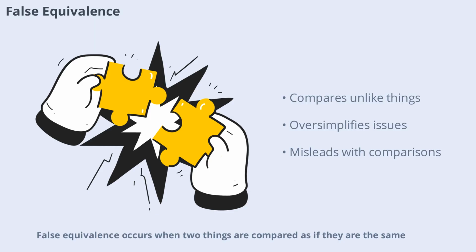False equivalence occurs when two things are compared as if they are the same, even though they have significant differences. For example, saying, "Eating too much sugar is just as bad as smoking," ignores the different risks and effects. This fallacy can mislead by oversimplifying complex issues. Always look closely at the details before accepting comparisons as valid.